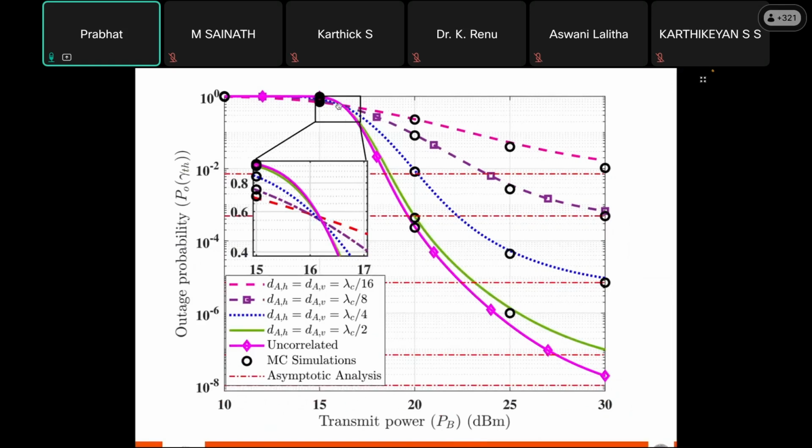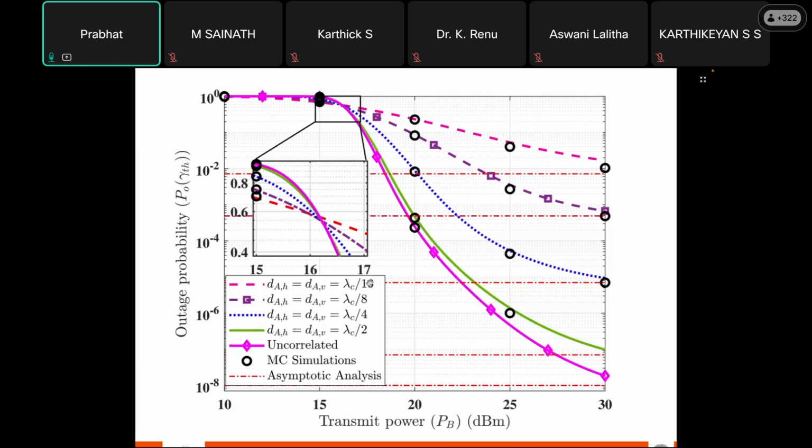If you consider this value of transmit power of B, you can see that initially the outage probability was more, and then at this crossover point it started getting lesser, right? And this is true for each of these curves. So for lower transmit power, the outage probability behaved in a different way. However, when you increase the transmit power, the outage probability reverses the pattern it was showing earlier.